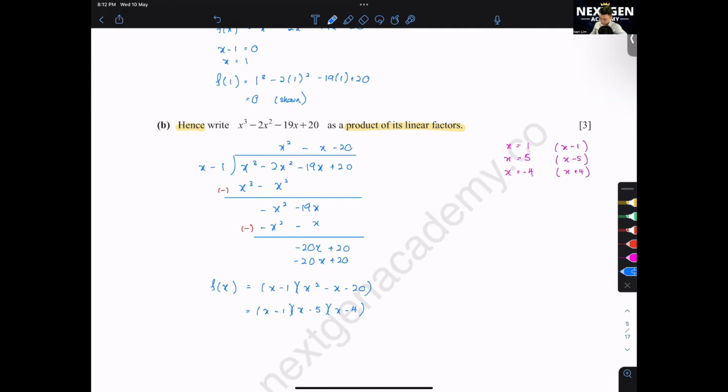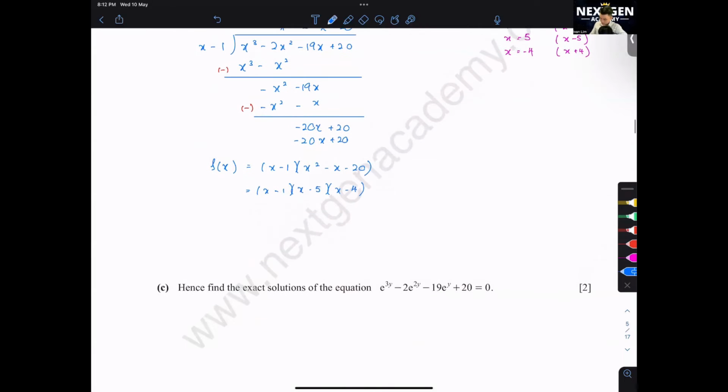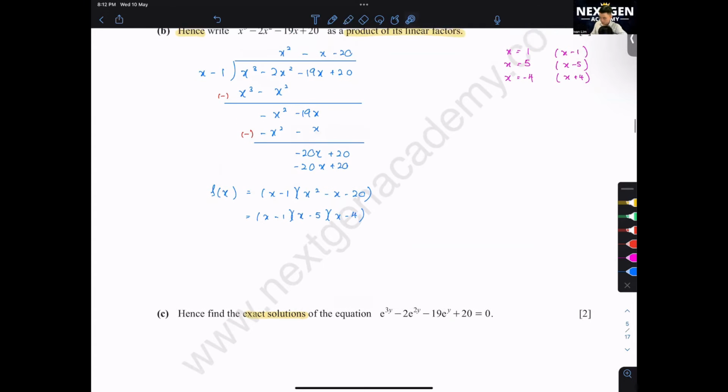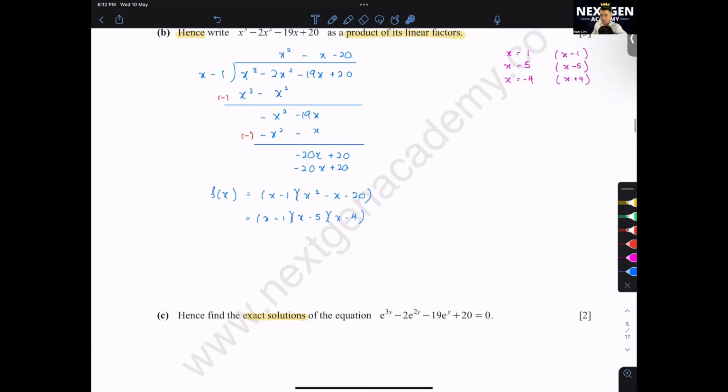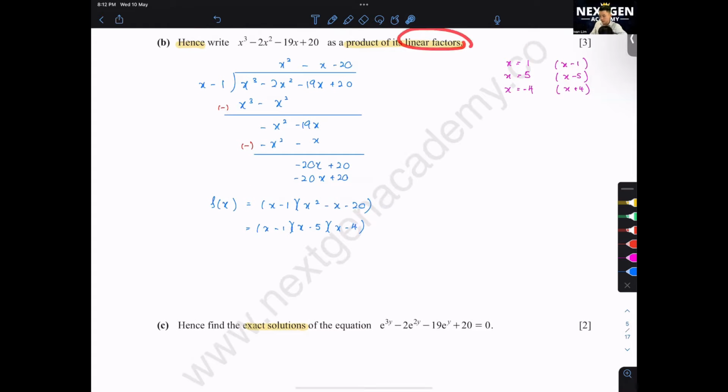Okay, then the last one. Hence, find the exact solutions for this one, e^(3y). If they ask for a quadratic factor, then you just leave it here. Sometimes they may say, as a product of its linear factor and quadratic factor, then you don't do this part here. Normally they will only ask you that if there's no solution. Make sense? Linear factor is mx plus c, so your x to the power 1. Quadratic factor is this.